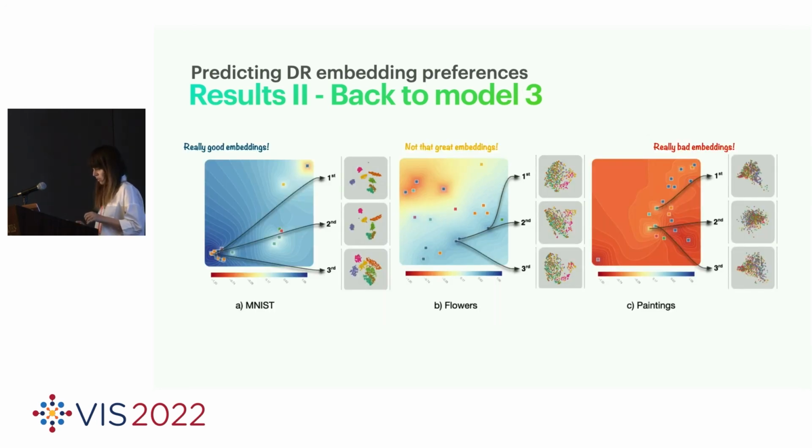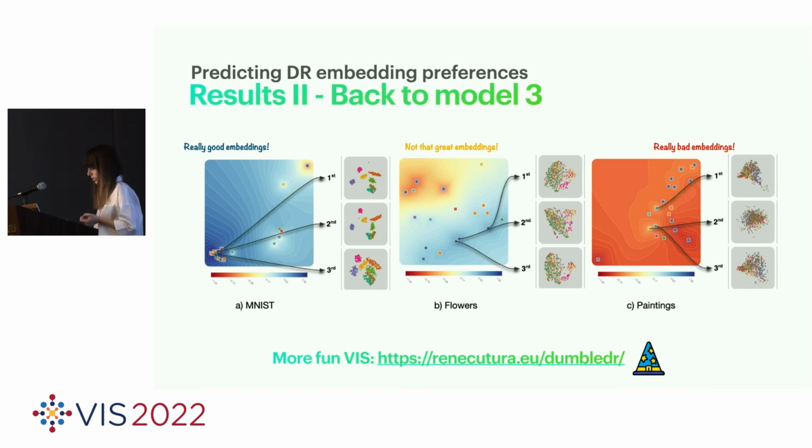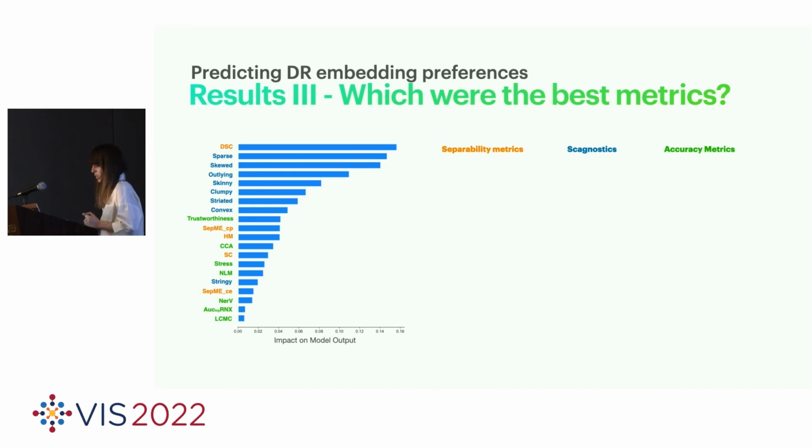So what does it mean? For example, in Emily's data set, there were a lot of good embeddings, so this part of the space is really blue. But then you have this data set of paintings where the dimensionality reduction didn't work as well, and the model is telling you these embeddings are kind of bad. So you can also assess for yourselves qualitatively that the embeddings on the right are not that great. There's more fun interactive visualization of the data sets that we used, and potentially your data set, at this website made by my colleague Renee. Knock yourself out.